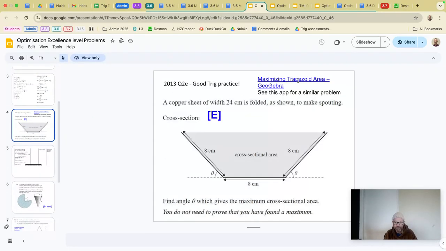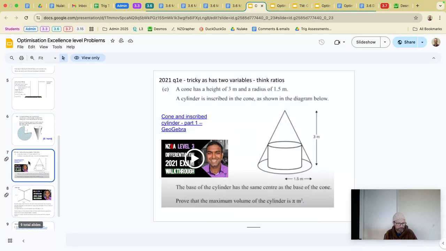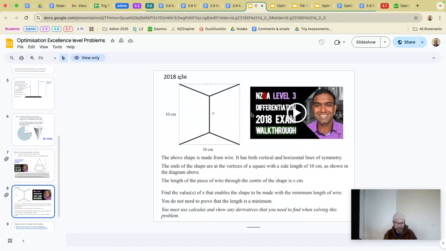This one here, and I've got a GeoGebra app which sort of models it. This one's tricky. Savior, that's actually a New Lake one. If you can do that, you're looking very good. This one's subtle. Put something inside a cone. What's the optimum size, etc. And here he is explaining it. And here's a wee clue, ratios.